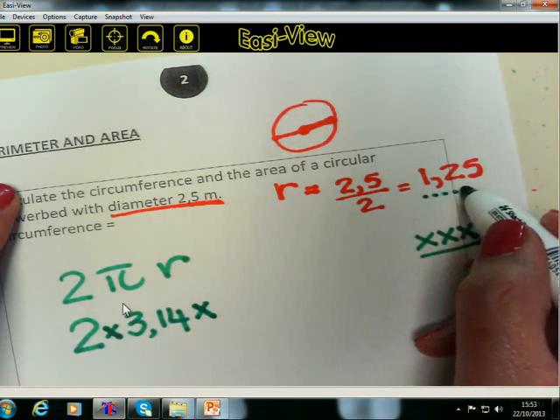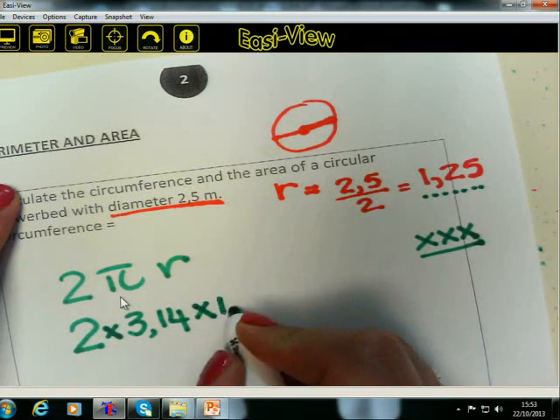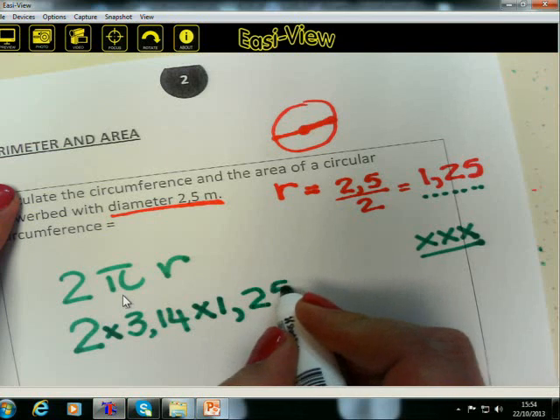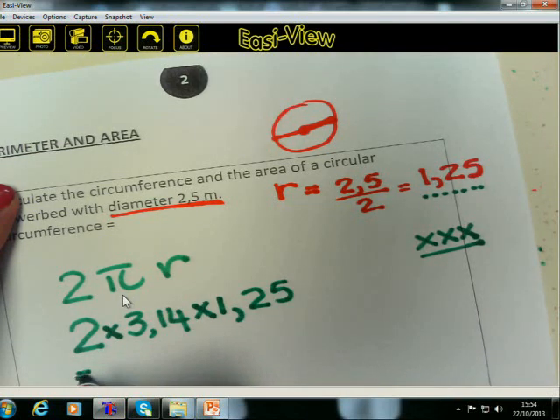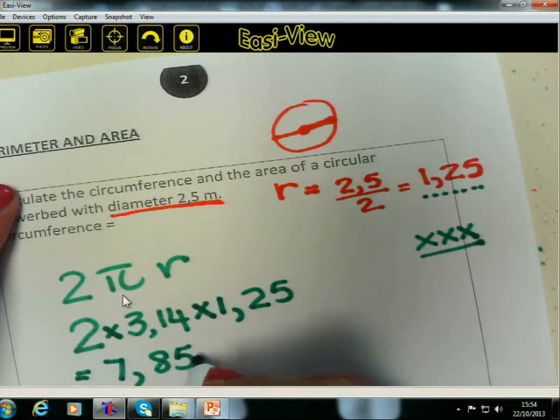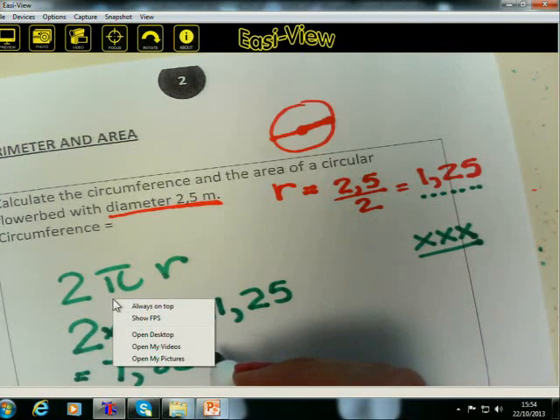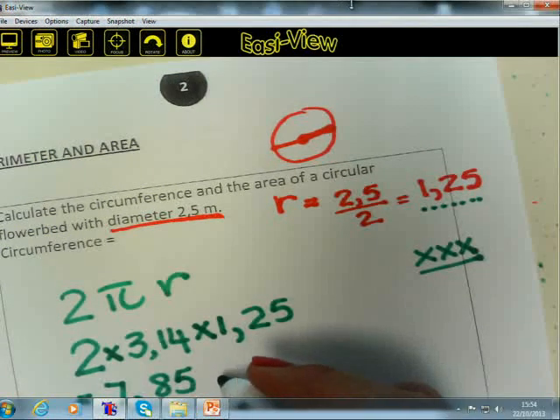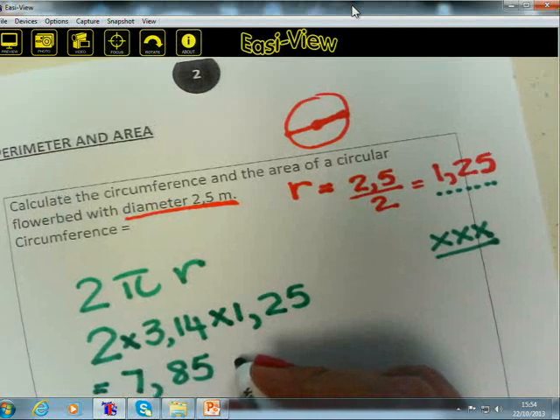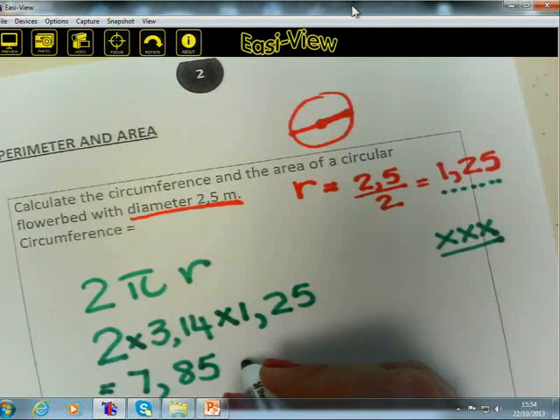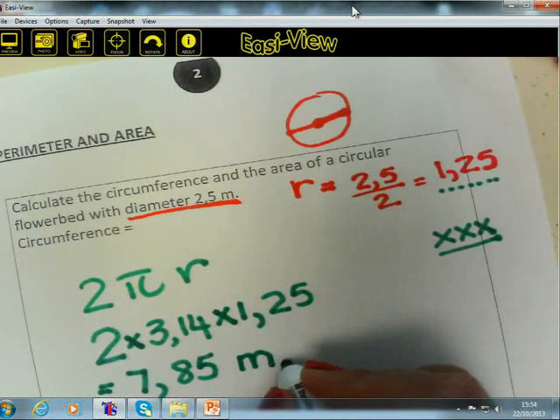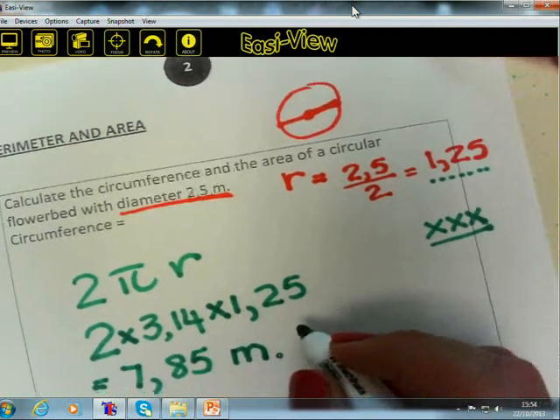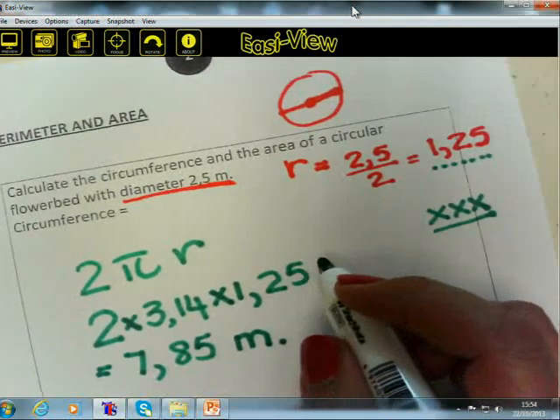Can you remember we had the radius 1,25, and the answer there is 7,85. Can you remember what we said about what did we say about the unit for perimeter and circumference? It is meters.